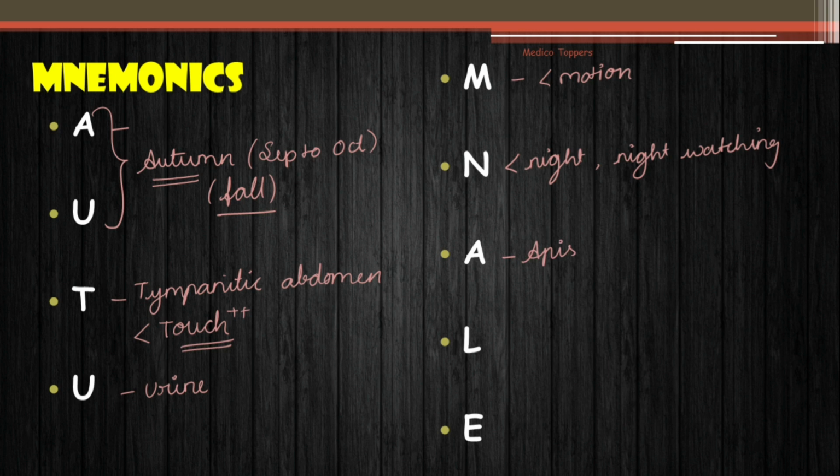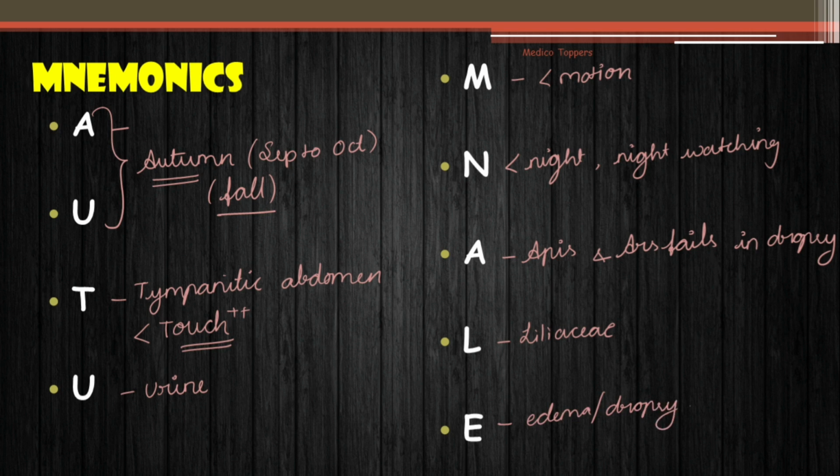So in case of A, just try to remember that if Apis and arsenicum fails in dropsy, we can think about colchicum. That may help in curing the patient. And then in case of L, try to remember it belong to Liliaceae family. And at last, regarding the edema or generalized dropsy, which we had discussed before.